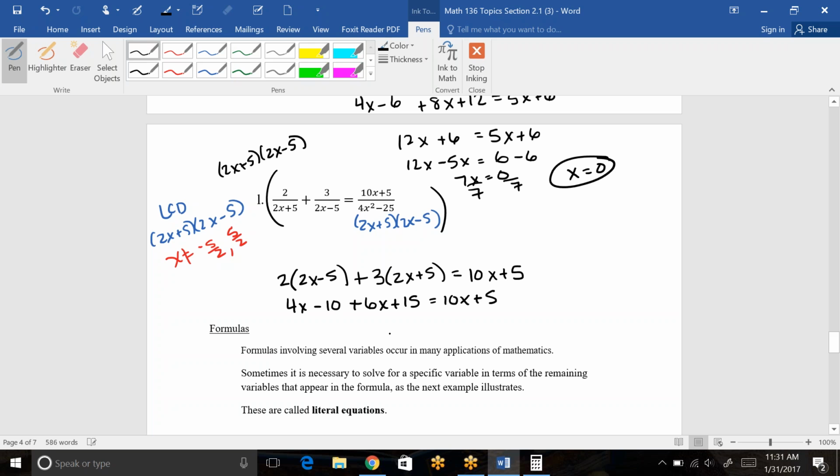Combine like terms on the left, so that would be 10x plus 5 equals 10x plus 5. Notice when you go to try to move stuff around here, you'll subtract 10x over and you'll subtract 5 over. That gives you 0 equals 0. And you say, what? What does that mean?